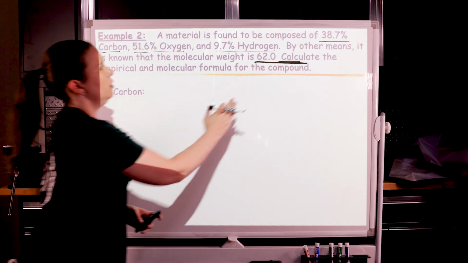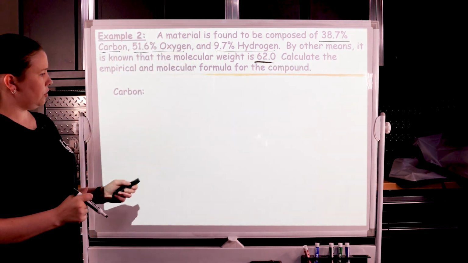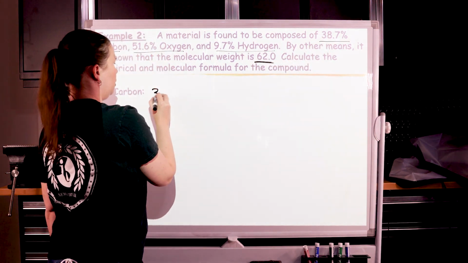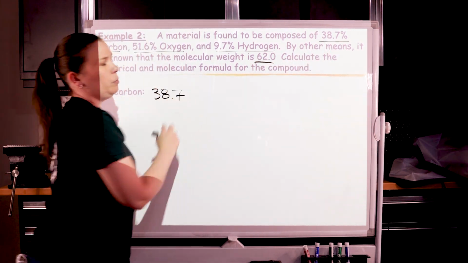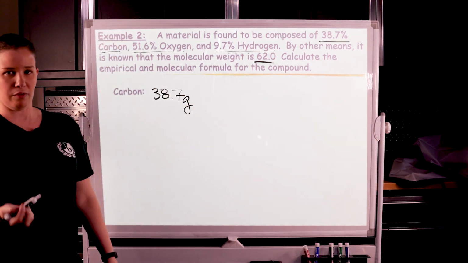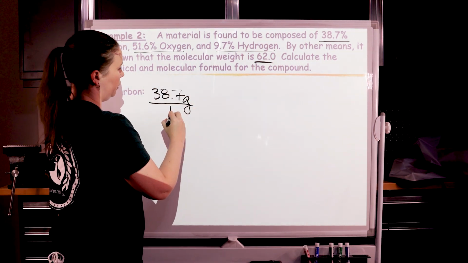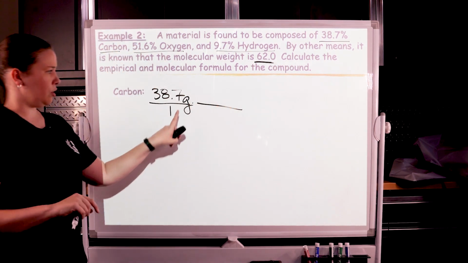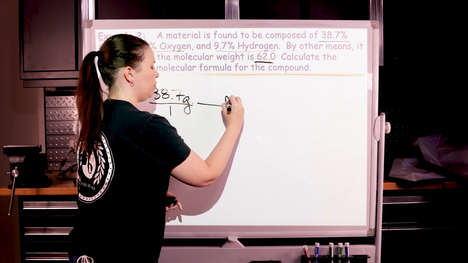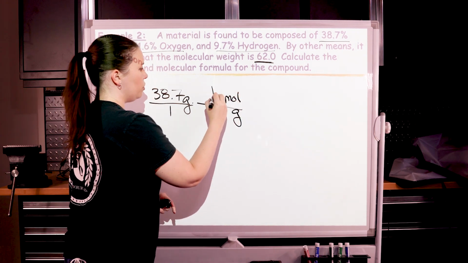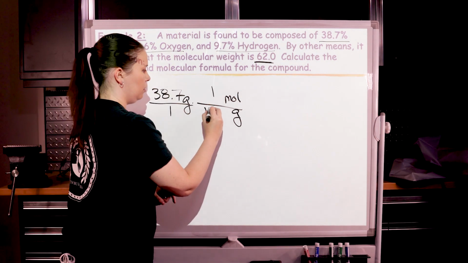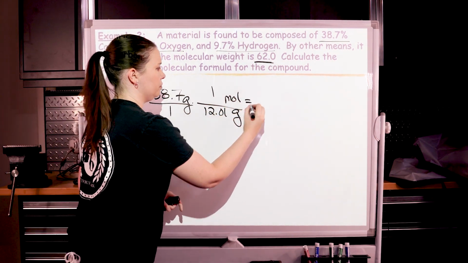All right, so let's start with our carbon. Carbon has 38.7% of 100 grams, which would just be 38.7 grams. So I'll put that over 1. And then just like we did before, since we're given grams, grams will go on the bottom and we'll put moles on top. It's always 1 mole. And since this is carbon, I'll use the molar mass of 12.01.